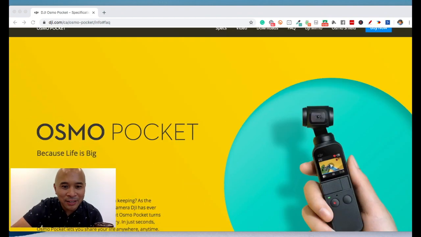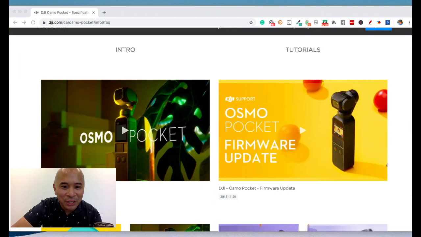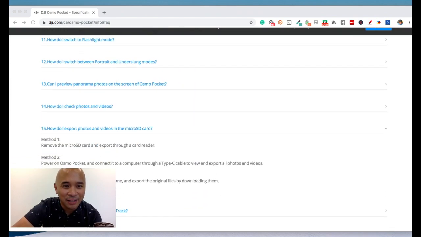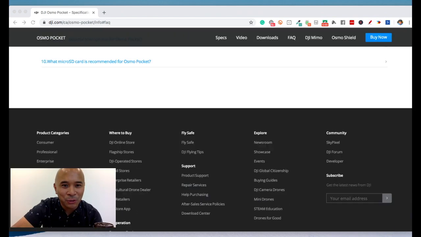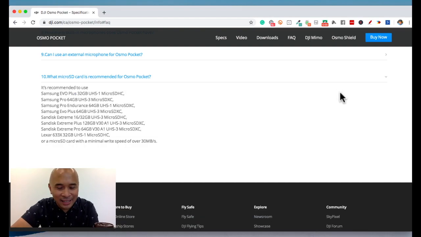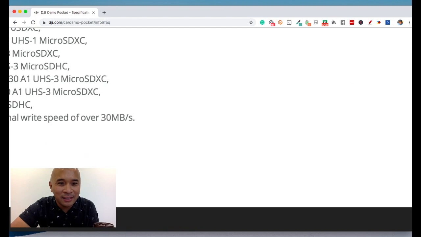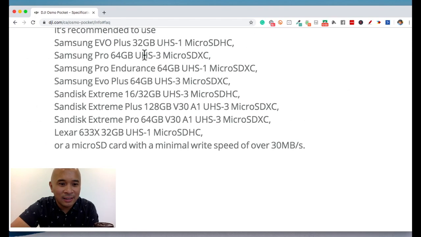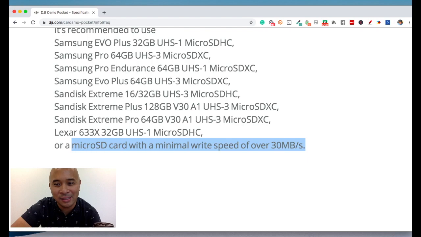He started digging around and he actually found that if you go down to the FAQ page, which again, I should have done, and you scroll all the way down, it says right here, what micro SD card is recommended for the OSMO Pocket? And there it is. There was the answer to my problem, and the only thing that I needed to do was, I'm gonna zoom in, is get an SD card with a minimal write speed of at least 30 megabytes per second.